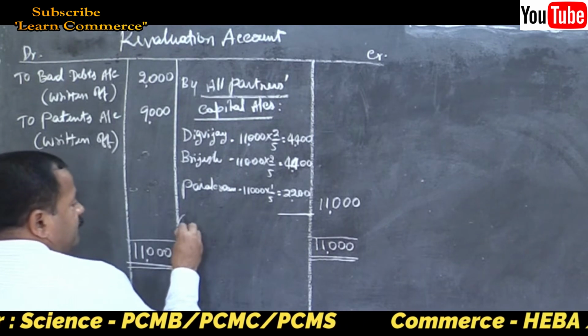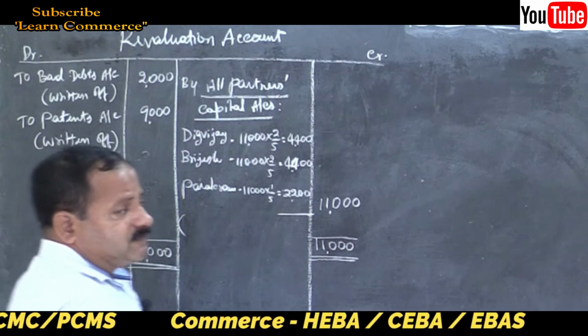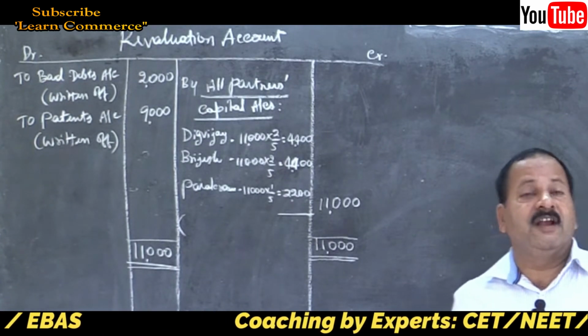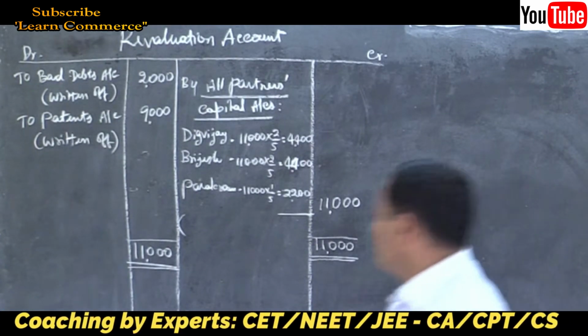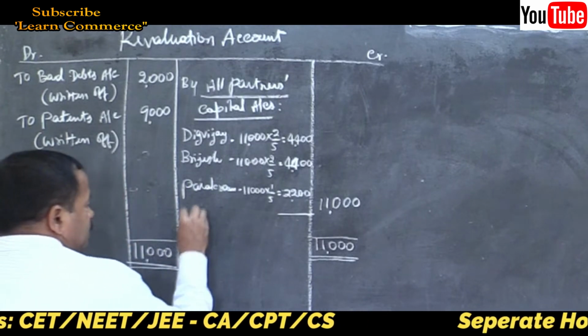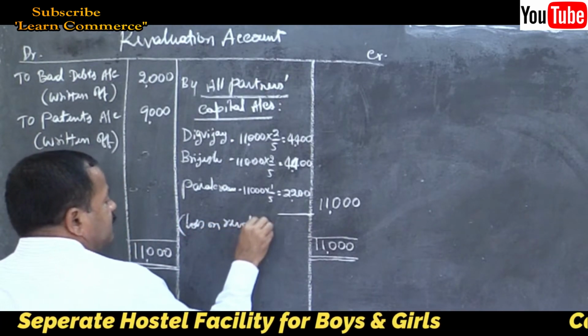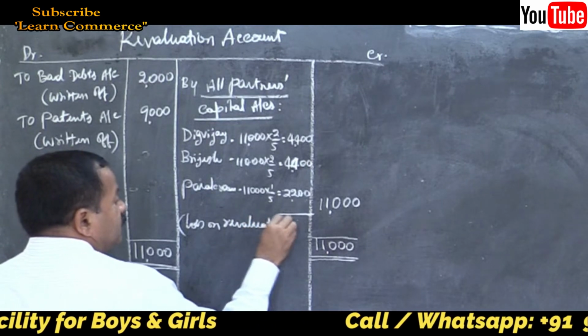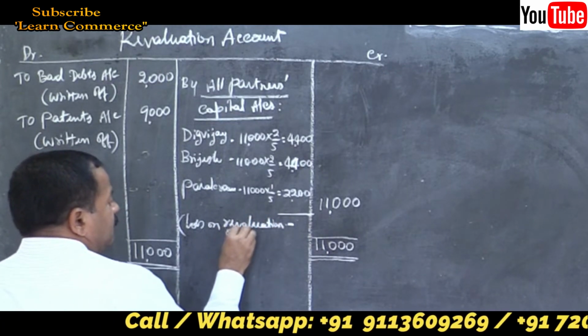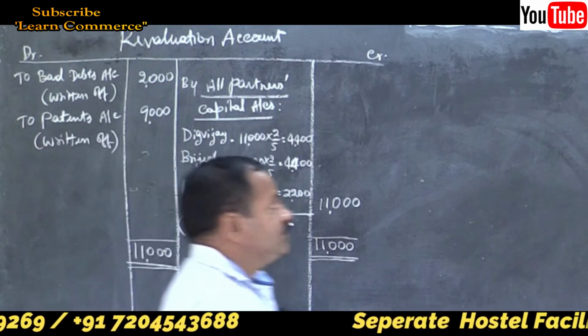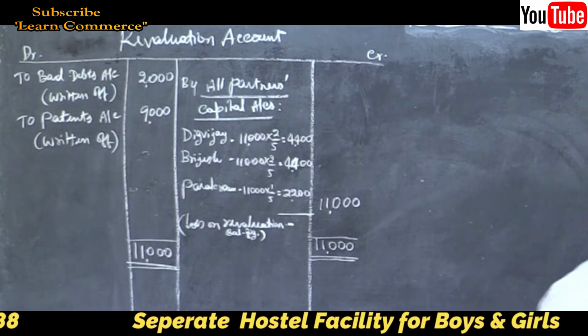Right, here, is this profit or loss? The debit side total is greater than the credit side. This is a loss to the business. So, loss on revaluation, balancing figure. So that's all. Your revaluation account is done.